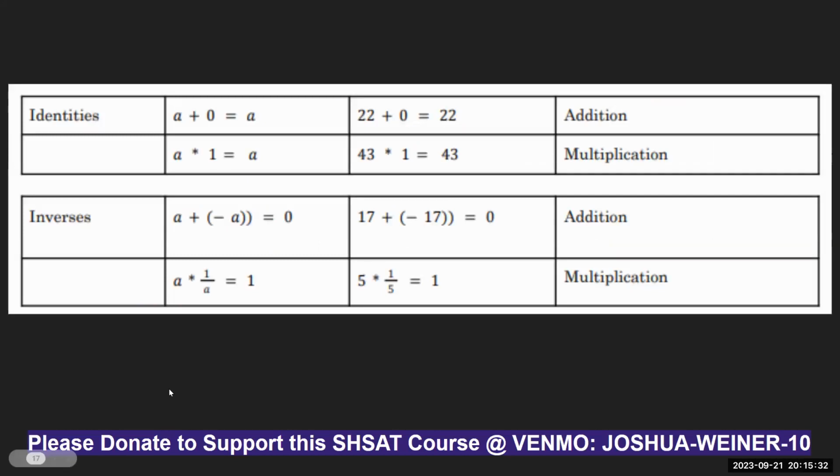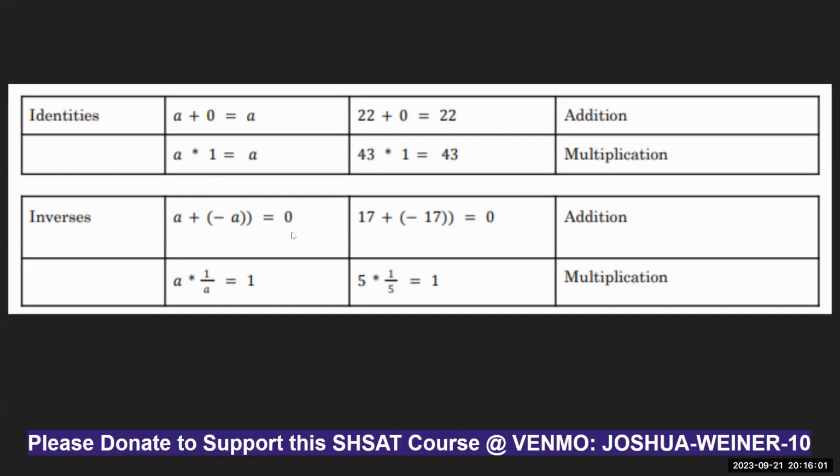And then, as mentioned earlier, identities are the quantities that don't change the value in an operation. For addition, A plus 0, we still have A. You have 22 cards plus 0, you still have 22 cards. Doesn't change the amount. And if you have 43 times 1, that's still 43. So for multiplication, the number 1 is the identity.